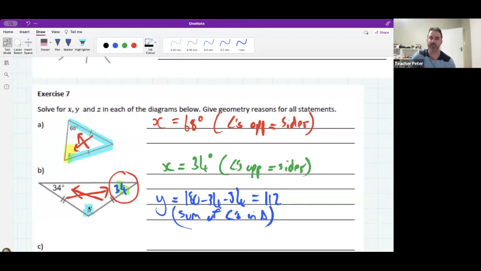I just wanted to do some basics in terms of triangles and showing you how if you have isosceles triangles, they come up a lot in circle geometry. And so you always have to be on the lookout for those.